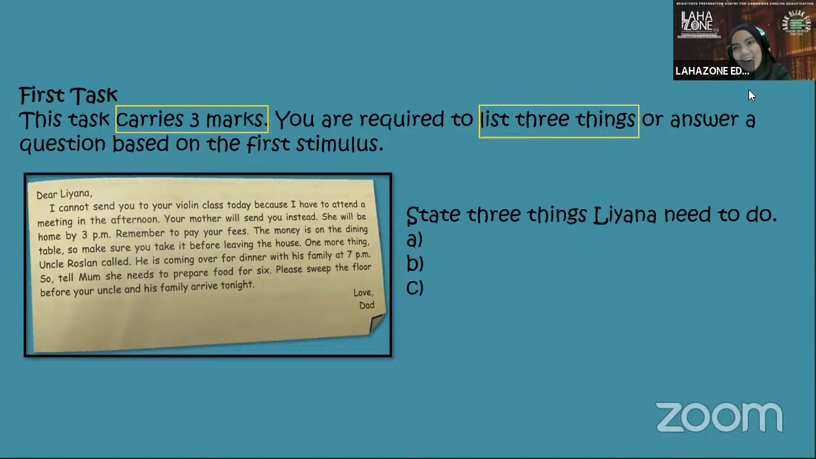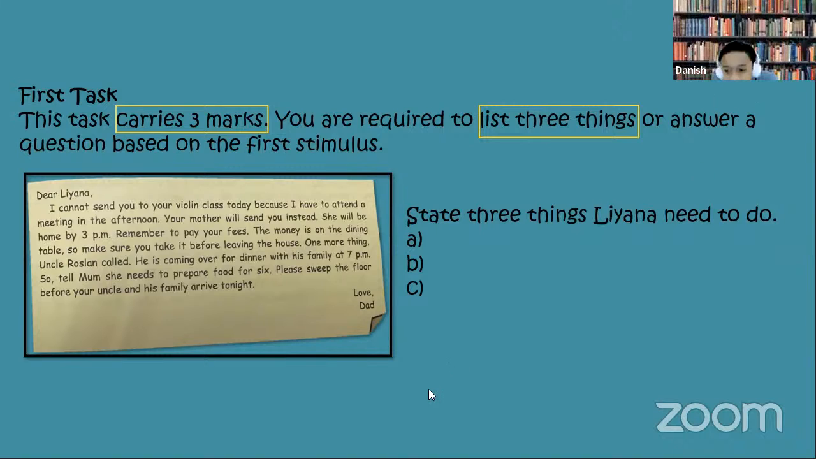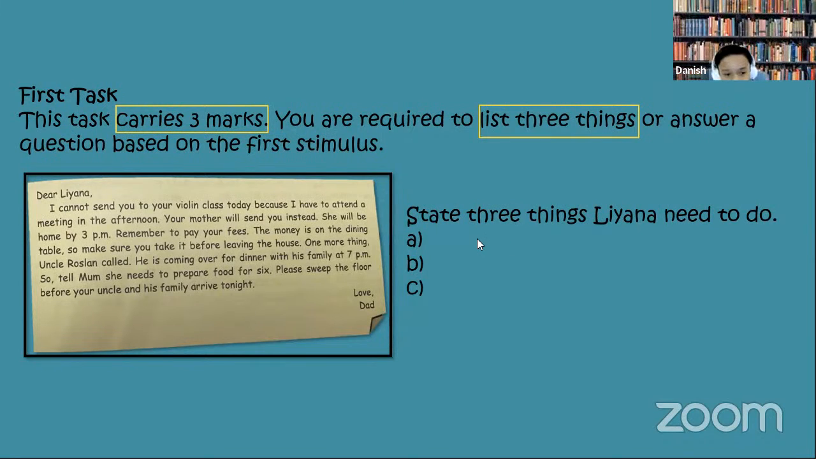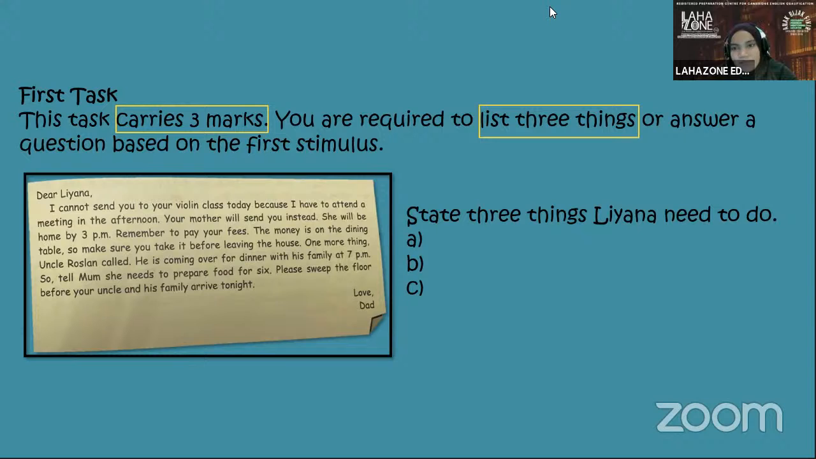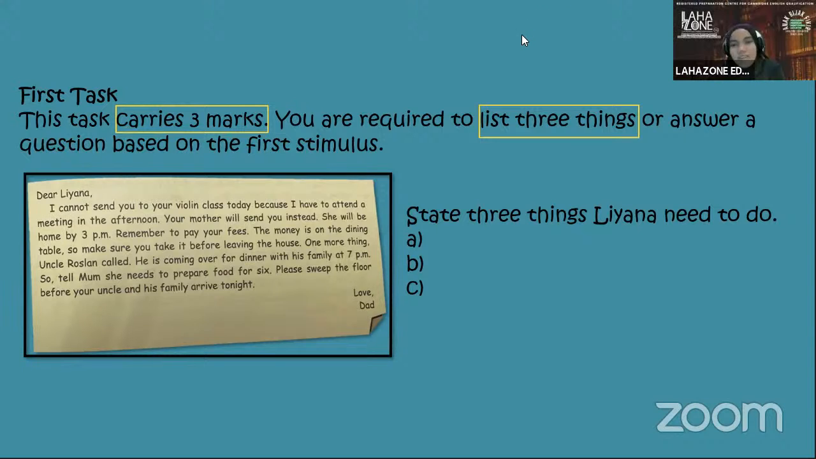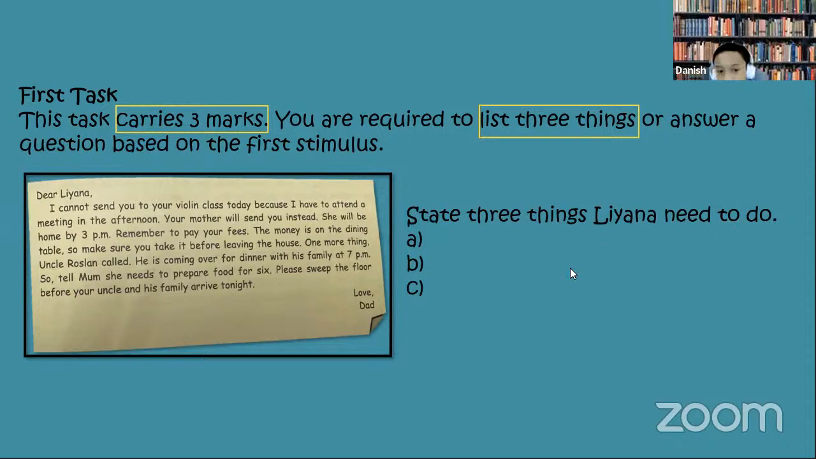Hi Danish, can you say hi to the audience? Hai. Hi, so what are you doing now Danish? Tengah jawab soalan. Menjawab soalan, what type of questions? Section B. Section B, which paper? Paper 2. Okay. So now you have to state 3 things that Liana needs to do. Can I get your answer?